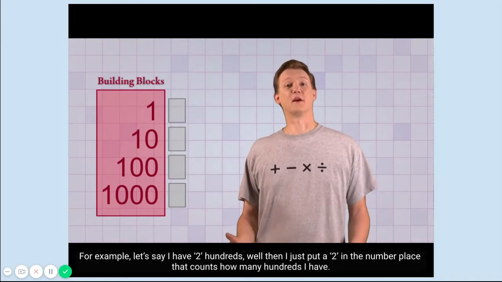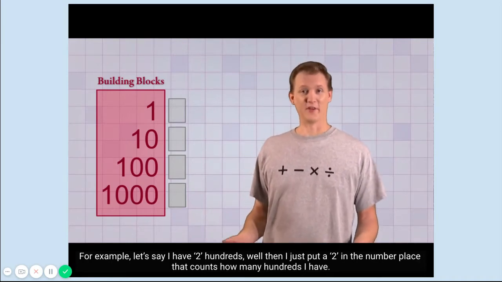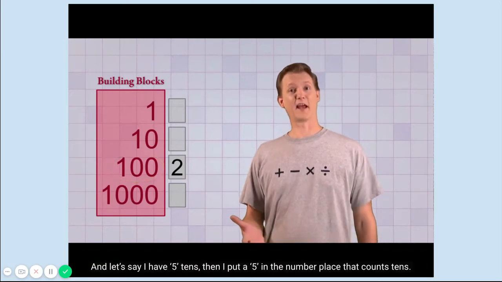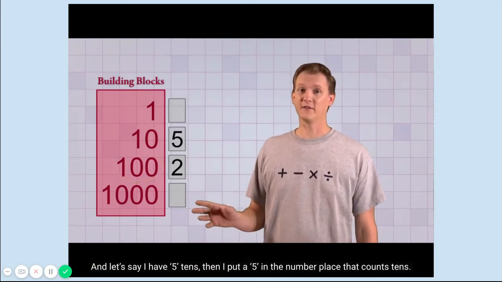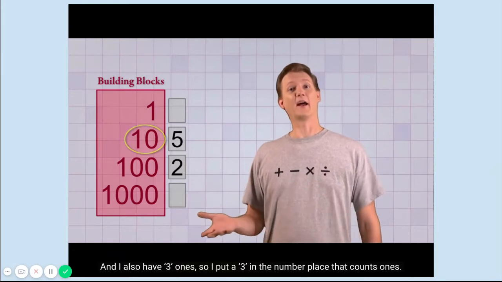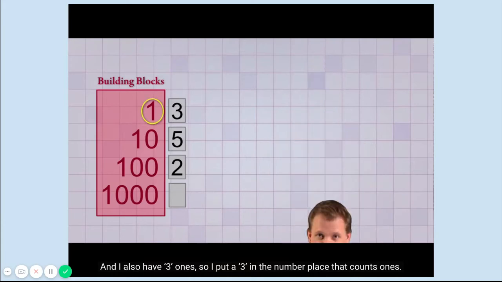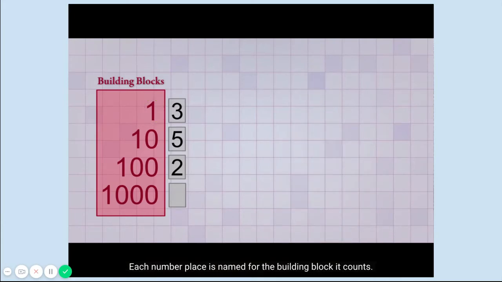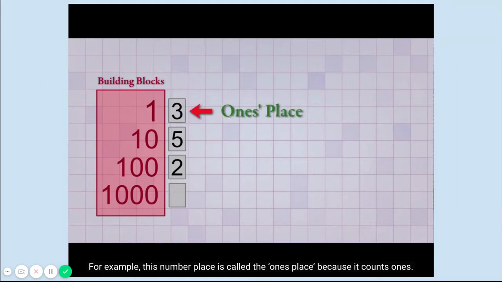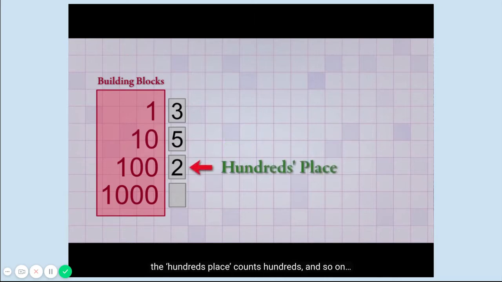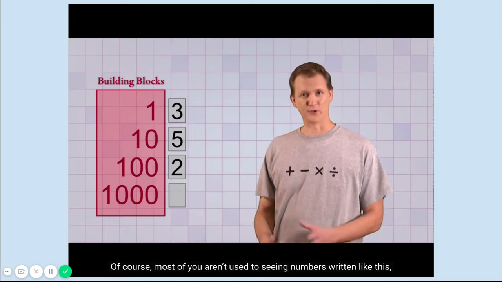have. For example, let's say I have 2 hundreds. Well, then I just put a 2 in the number place that counts how many hundreds I have. And let's say I have 5 tens. Well, then I put a 5 in the number place that counts tens. And I also have 3 ones. So I put a 3 in the number place that counts ones. Each number place is named for the building block it counts. For example, this number place is called the ones place because it counts ones. This is the tens place because it counts tens. And the hundreds place counts hundreds, and so on. Of course, most of you aren't used to seeing numbers written like this.